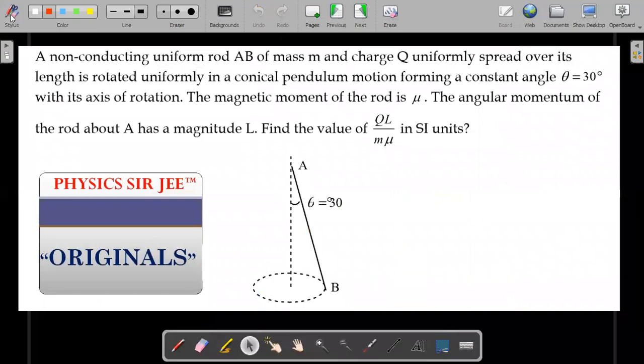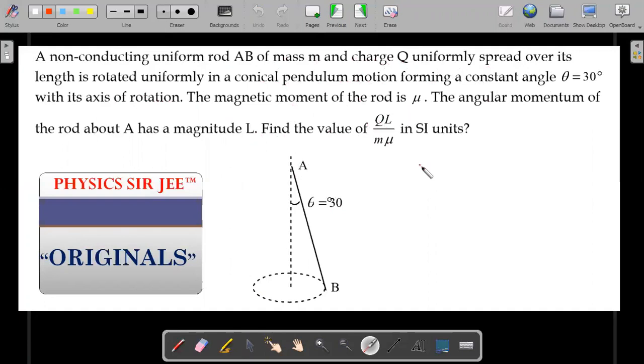So here we go. A non-conducting uniform rod AB of mass M and charge Q uniformly spread over its length is rotated uniformly in a conical pendulum motion, forming a constant angle theta equal to 30 degrees with its axis of rotation. The magnetic moment of the rod is mu. The angular momentum of the rod about A has a magnitude of L. Find the value of QL divided by M mu in SI units.